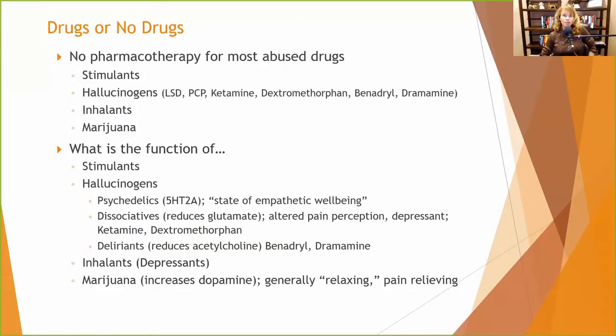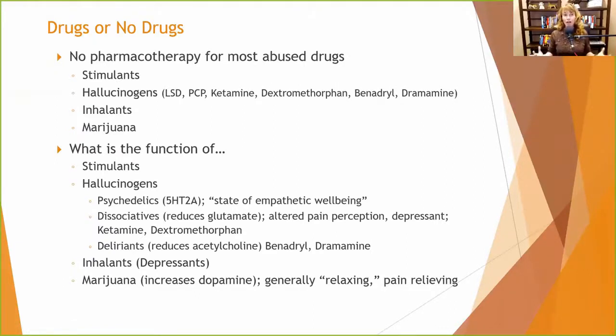So when do we use drugs? Well, there is no pharmacotherapy for most abused drugs. Stimulants, which include amphetamines and cocaine and Adderall and all those. Hallucinogens, inhalants, and marijuana. Some of these, they talk about having more psychological addictive behaviors than actual physiological addiction. Either way, if they're addicted, if they have withdrawal symptoms, we're going to have to address it at some point. So what I look at is, what are the functions of these different behaviors?